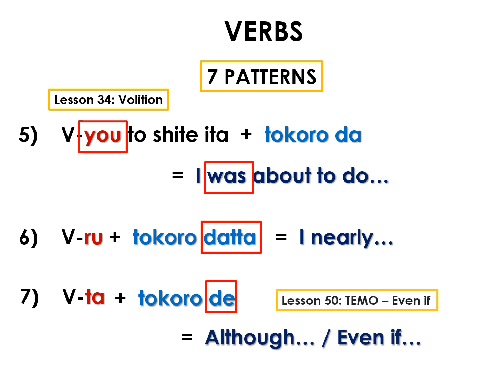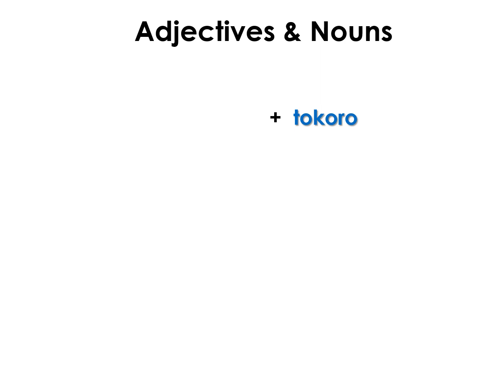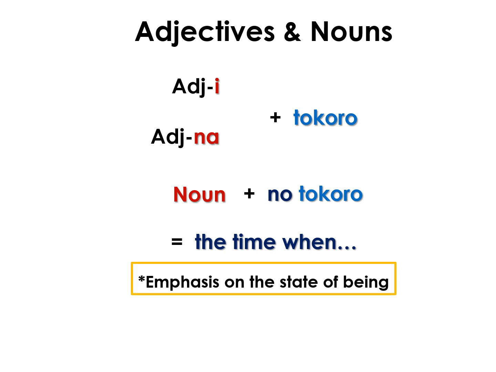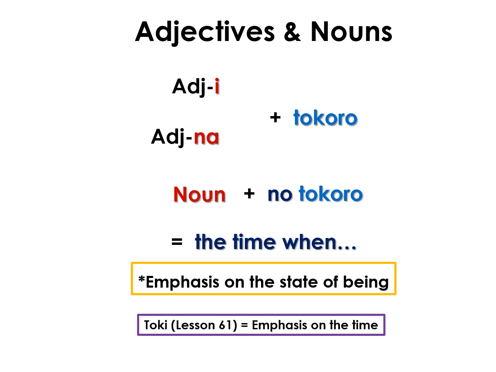Now this is similar to the temo conjugation that we learned in lesson 50. To use with adjectives, the adjective must be in the i form and na form. And to use with nouns, we have to add the particle no in between to form noun no tokoro. And for all these, the meaning would be the time when such and such, with emphasis on the state of being as opposed to the time when we use toki.